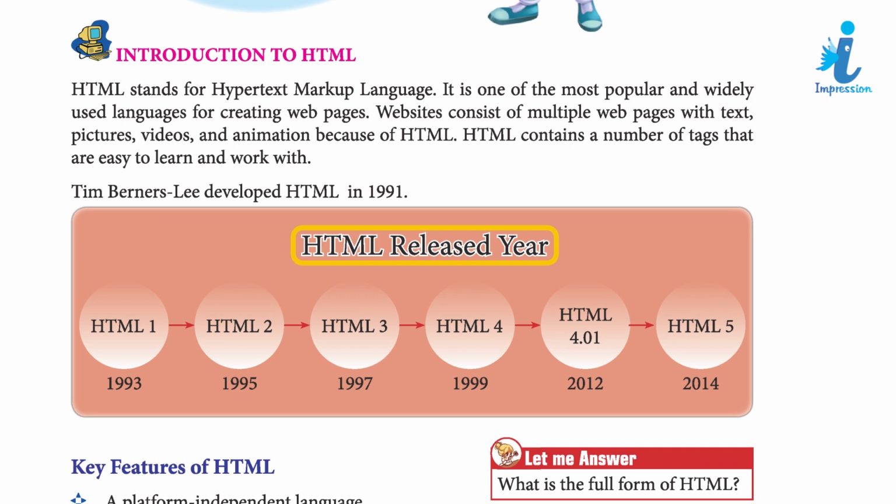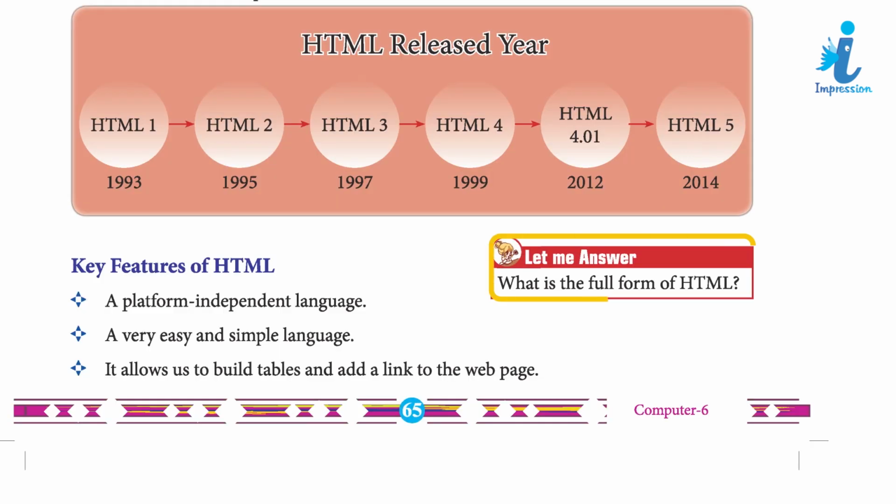HTML released years: HTML1 1993, HTML2 1995, HTML3 1997, HTML4 1999, HTML 4.01 2012, HTML5 2014. Let me answer. What is the full form of HTML?